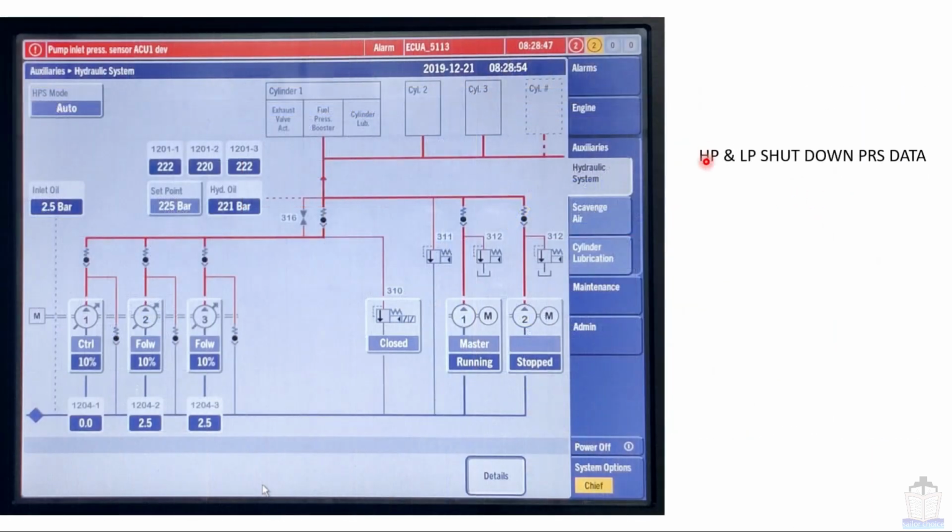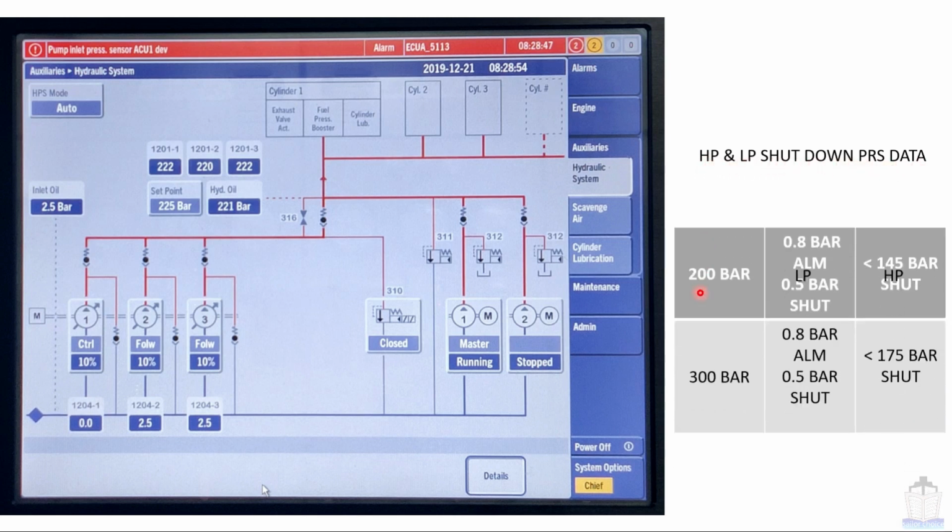Now here I am going to discuss the HP and LP shutdown pressure data. For that I am representing one table. The first row represents the 200 bar system and the second row represents the 300 bar system. This LP is representing this, which is the average of all these 3 readings. In the same way, this HP is representing this one, which is the average of all these 3 readings.